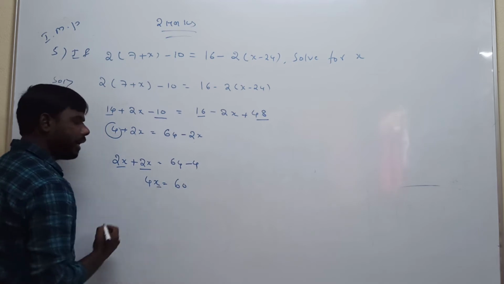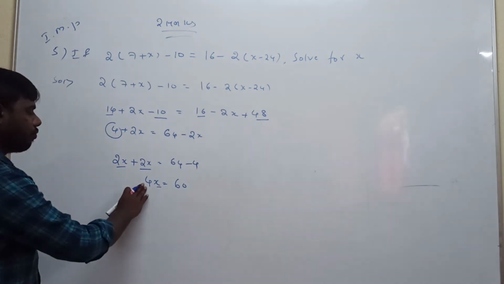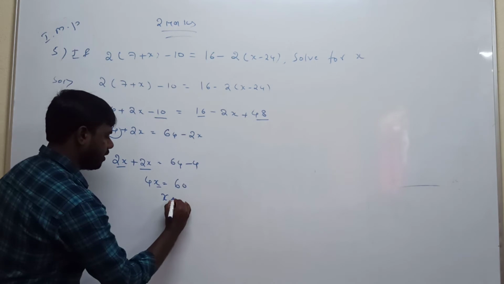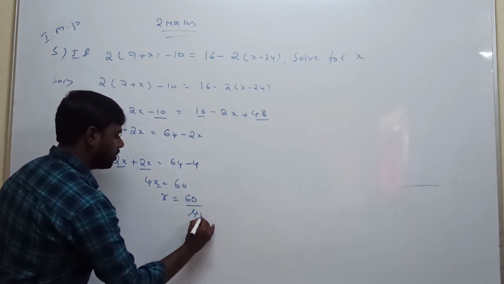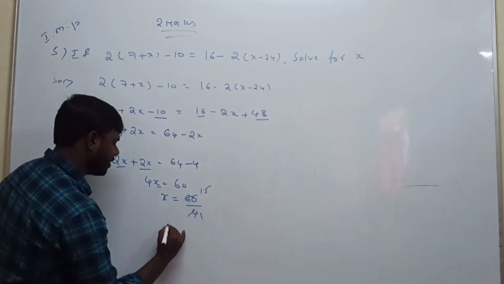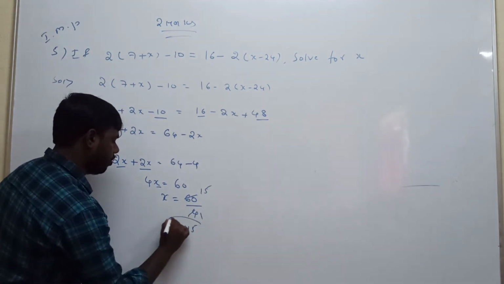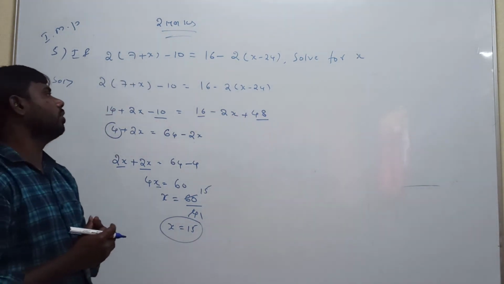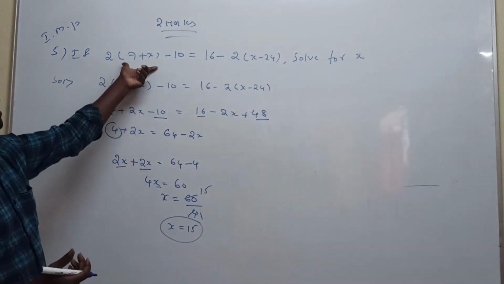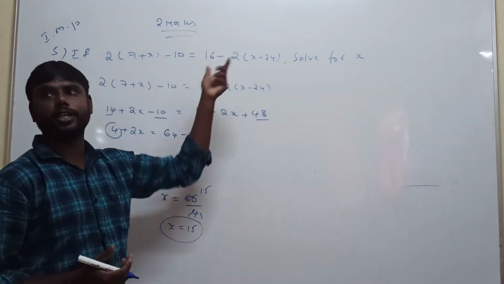Only to calculate the x value, that's why 4 goes into the denominator. Small x is equal to 60 by 4. 4 fifteens are 60. So what is the x value now? x is equal to 15. So now what is the given equation? First of all, simplify the LHS part and the right hand side part.